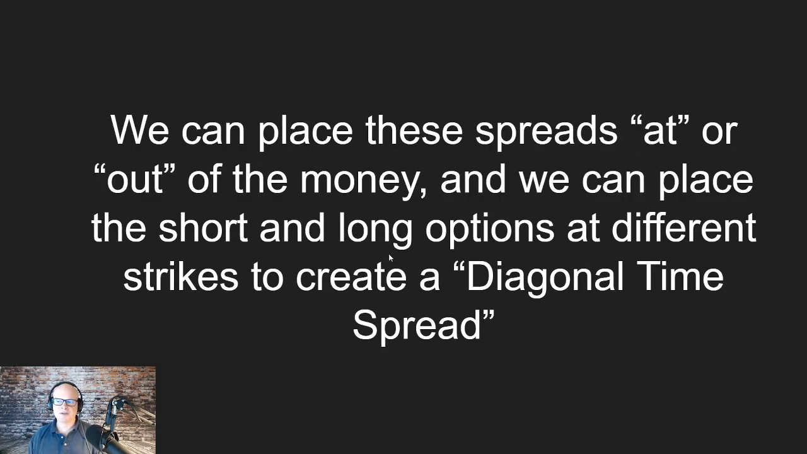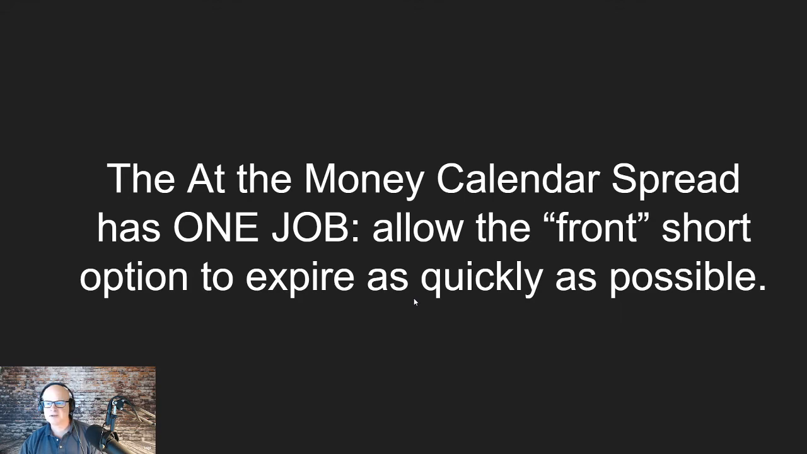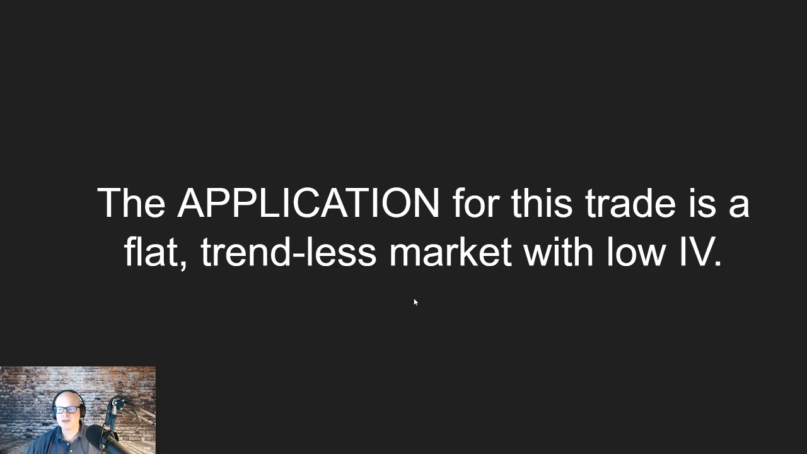Okay, we can place these at the money. We can place the short and long options at different strikes. That would be a diagonal spread. Not going to do that today. The at the money calendar spread has one job: allow the front short option to expire as quickly as possible. And the best way that that's going to happen is if the price doesn't move at all. So the application for this trade is a flat, trendless market with low implied volatility.